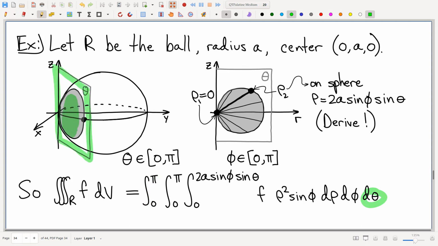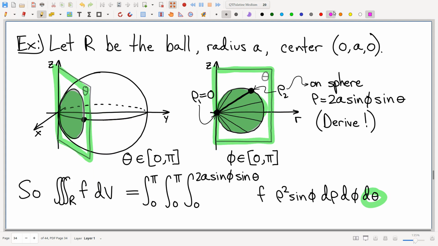I appeal to your sense of geometry. Any flat slice of a ball makes a disk. Again, I like to redraw these, I find it a little easier to visualize. It's not that you have to, right? But there's that same theta slice.